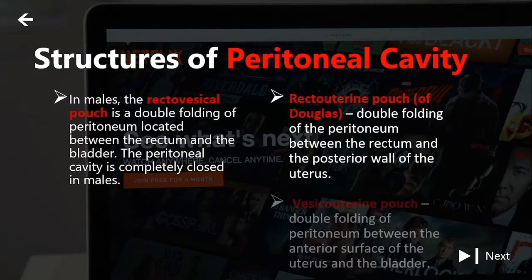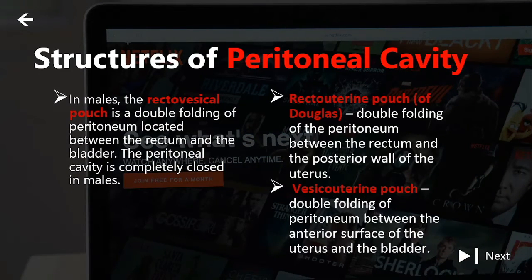Structures of the peritoneal cavity. In males, the rectovesical pouch is a double folding of peritoneum located between the rectum and the bladder. The peritoneal cavity is completely closed in males.